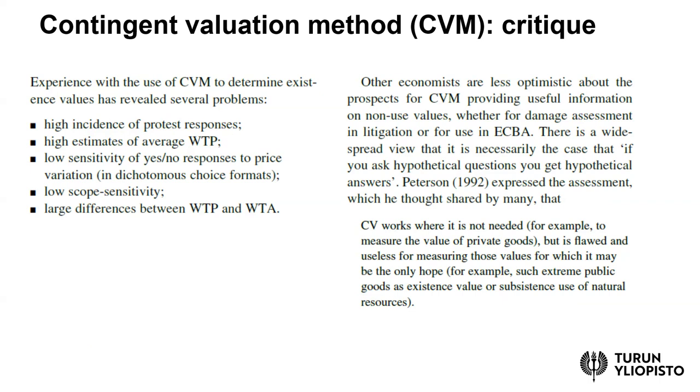So I would say that the skepticism and critique in the textbook perhaps to some extent also reflect some prejudice by economists at the time this textbook was written, a concern about how well people respond to this kind of hypothetical questions. For example, the textbook authors cite Peterson 1992, who says that contingent valuation works where it is not needed but is flawed and useless for measuring, for example, this kind of existence values.